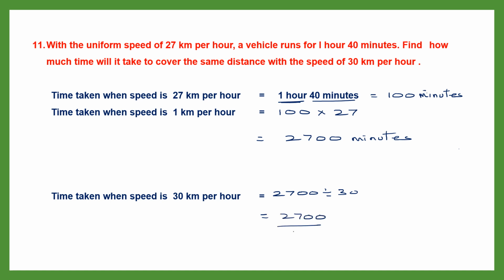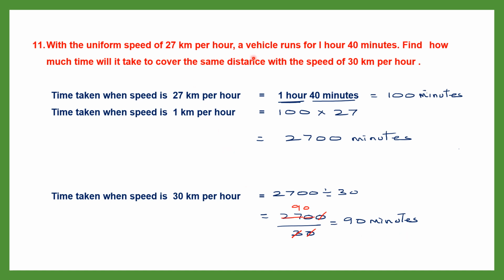2700, we're putting it in the form of a fraction. Now you can do normal division if you want to. Here 3 nines are 27 and the 0. So this is 90 minutes. So for 27 kilometers per hour, it took 100 minutes. For 1 kilometer per hour, it took 2700 minutes. Now for 30 kilometers per hour, it's going to finish faster. They're going to finish in 90 minutes.